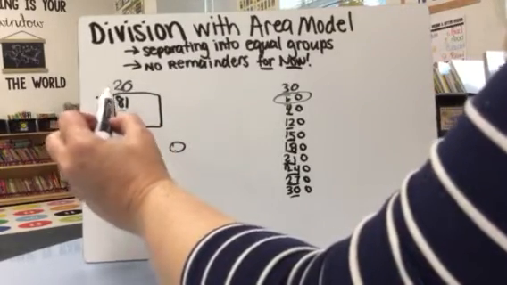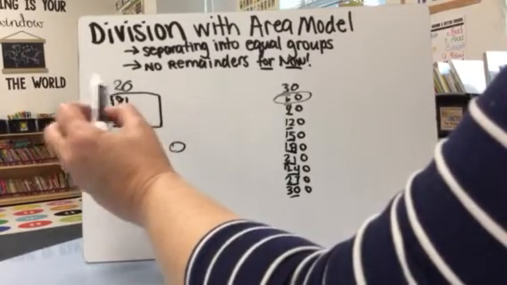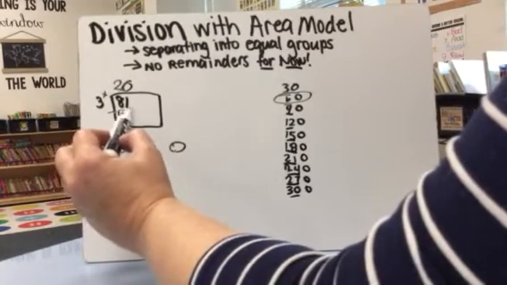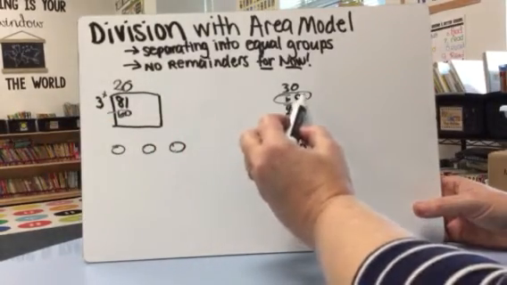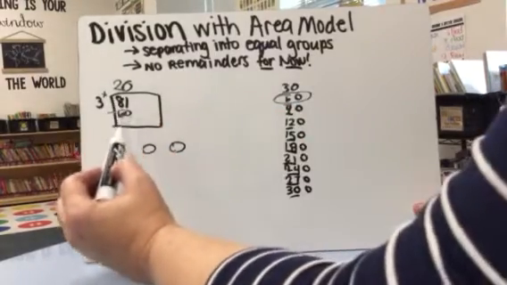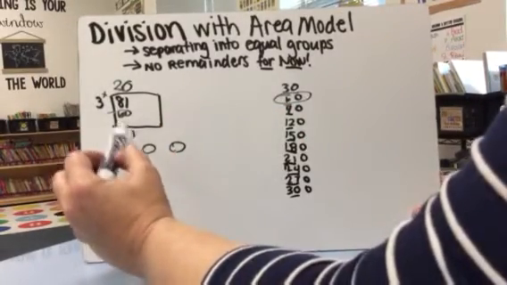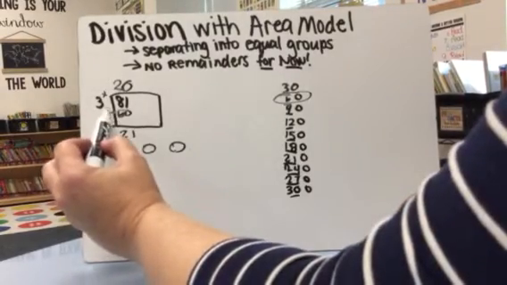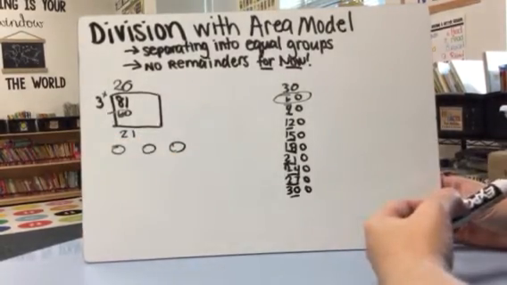20, remember this is an area model, so it's length times width. 20 times 3 is 60. I already know that because I had it over here. And then I subtract and see how many pencils I have left to still take care of. I have 21 pencils to still take care of.